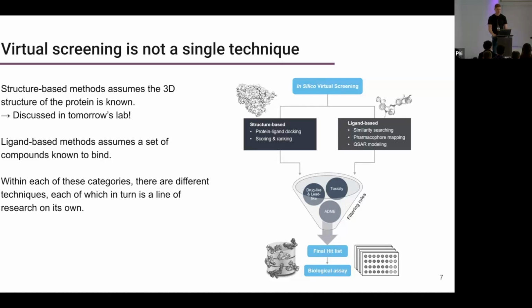And then there's ligand-based virtual screening. In ligand-based, you assume that there's a set of molecules known to have some sort of interaction with the protein. So as you'll see, these two approaches are complementary. Based on, again, your specifics, you might use one or the other or both or neither.